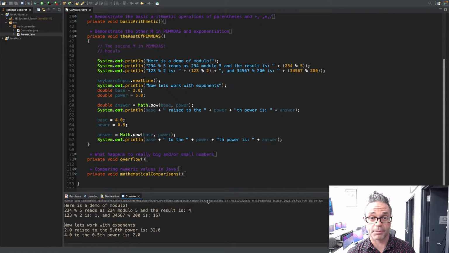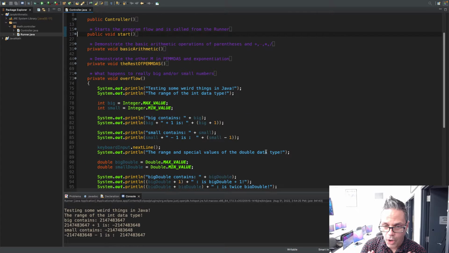Our next one is when we're talking about overflow, really big and/or small numbers. So we'll go ahead and click that, and we'll collapse this code. We're going to take a look at some really interesting things in Java. So as you can see right here, I have int big equals Integer.MAX_VALUE and int small equals Integer.MIN_VALUE. I'm using the wrapper class.